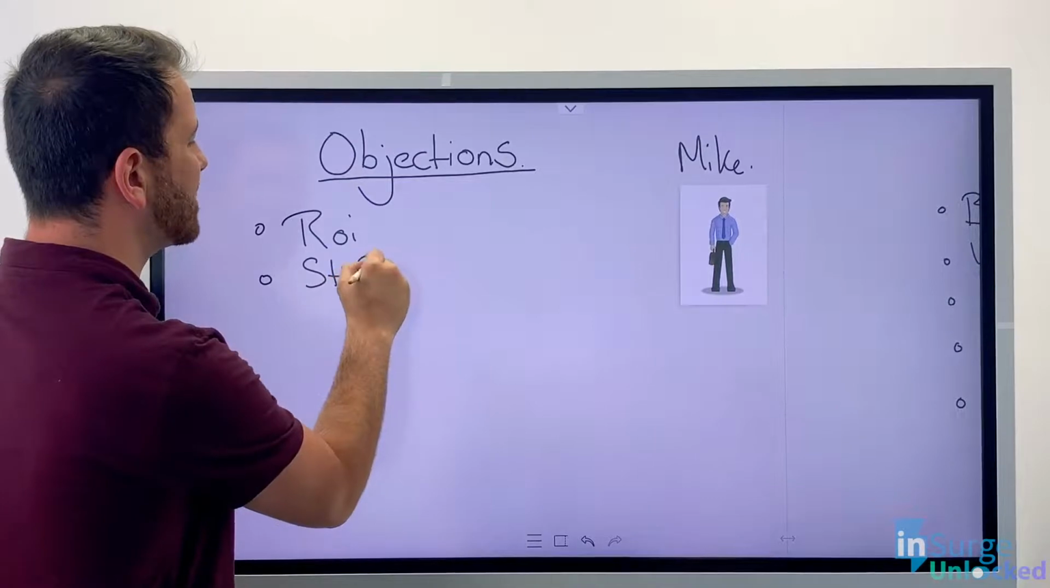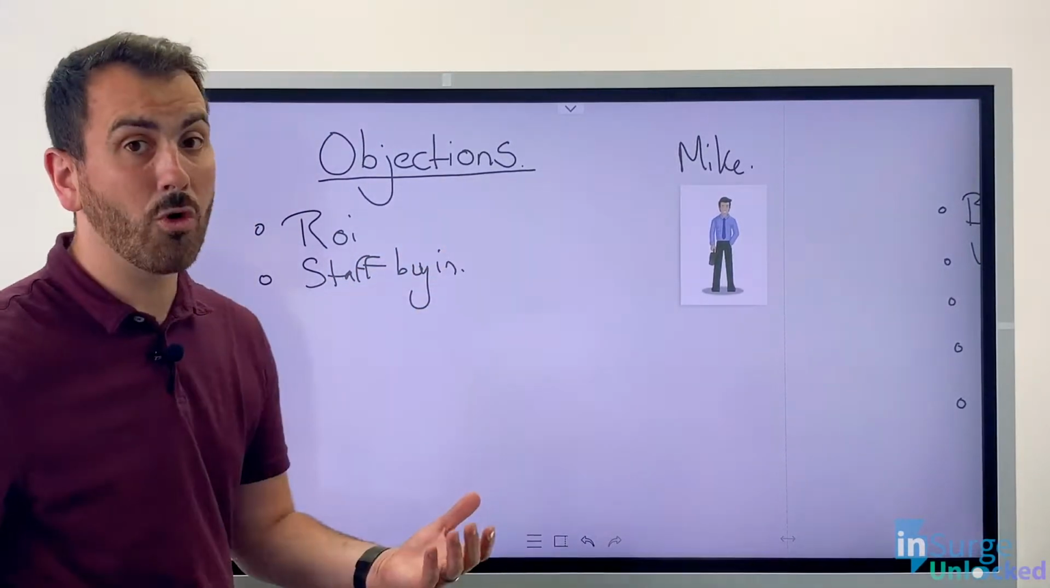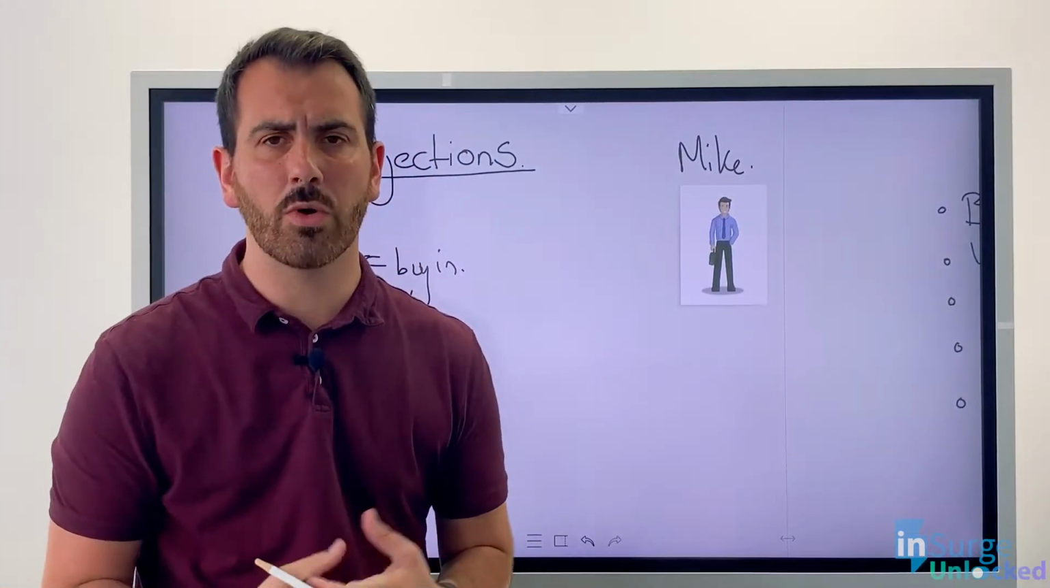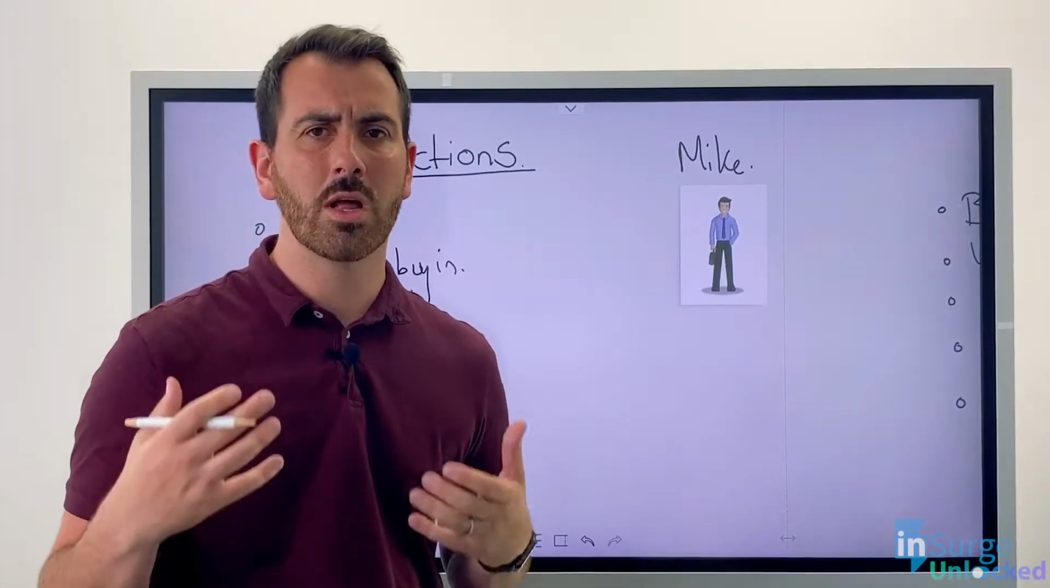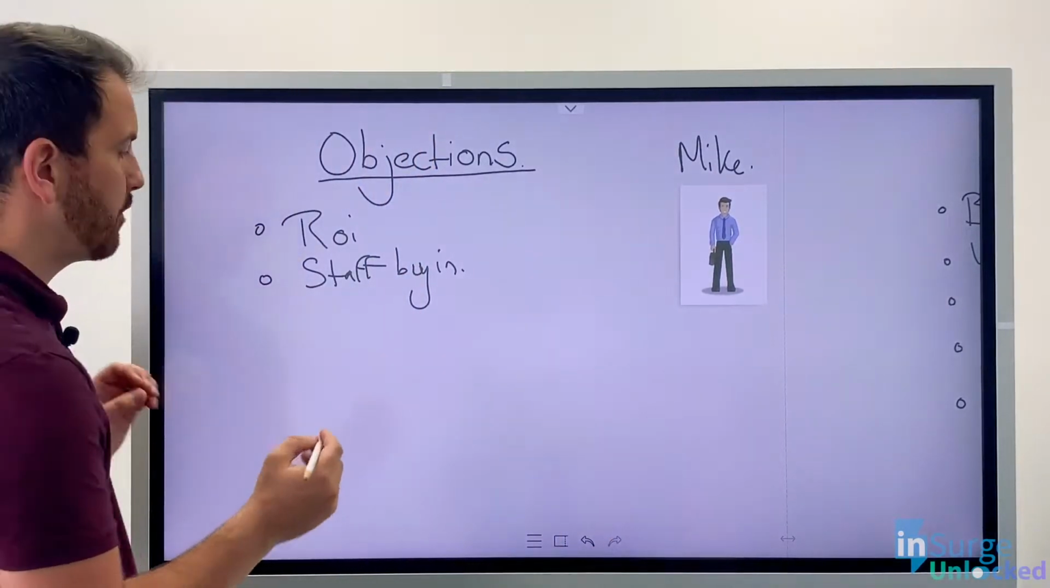Objection about getting his staff to buy in. We've talked before about how it was difficult for him to get the staff to change, so integrating something new like digital and social media within the business can be difficult.